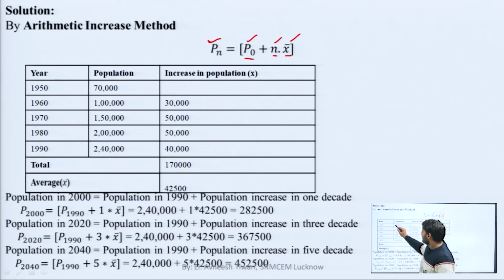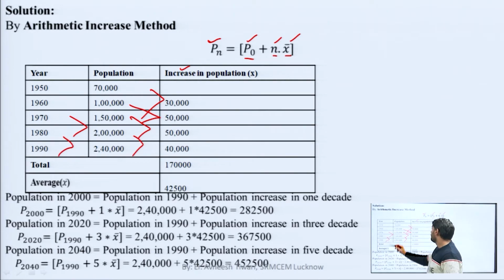So first of all we have to calculate the increase. So from 1950 to 1960 the increase in population is 30,000. From 1960 to 1970 the population increase is 50,000. 1970 to 1980 the population increase is 50,000, and in 1980 to 1990 the population increase is 40,000. These are the increases between two different decades.